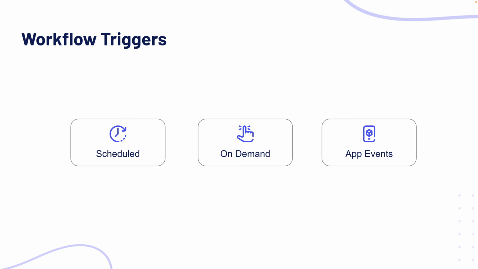The triggers can be of three types. The first one is a scheduled trigger. The second one is an on-demand trigger. And the third one is called an app events trigger. The scheduled trigger, as the name suggests, is based on time. So every day at 3 p.m., or every week on Monday at 10 a.m., or once a month, and so on and so forth.